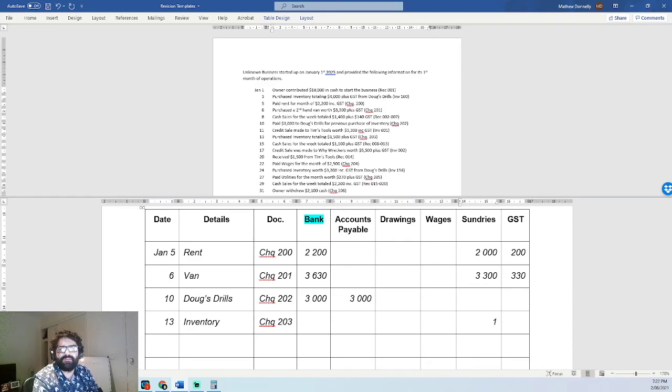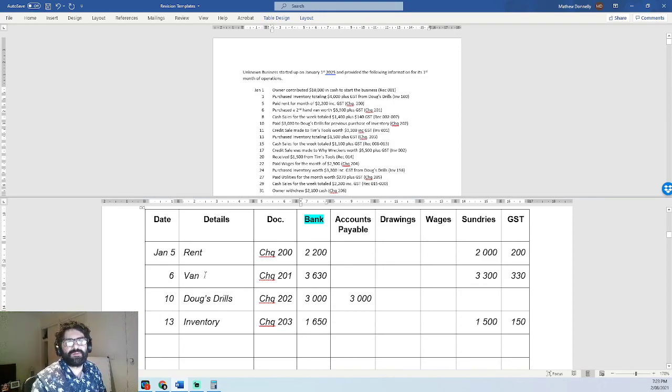There's no inventory column, so we need to go into the subsidiaries. It's 1,500 plus GST. Remember, 10%, 150, and that makes it 1,650.